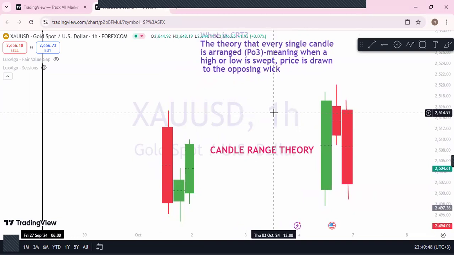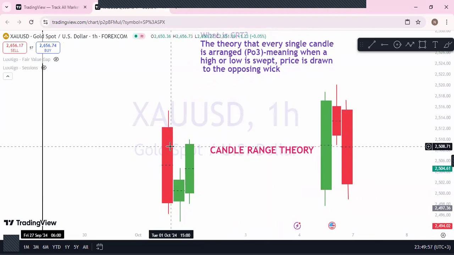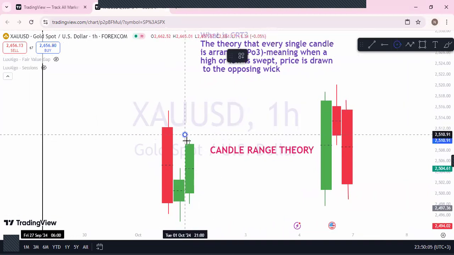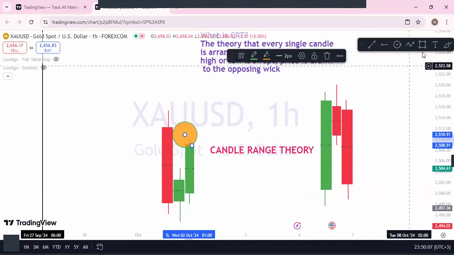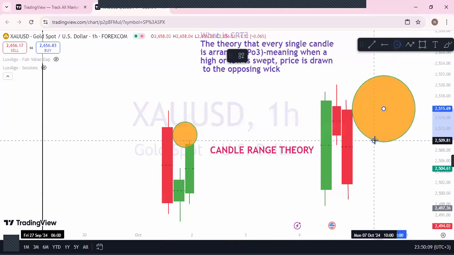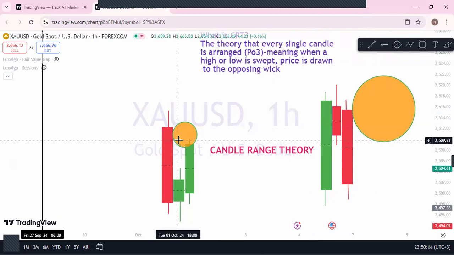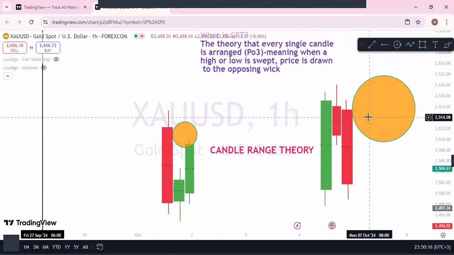At this point, we are seeing two different types of setups. So at this point, we are in a bullish state, and at this point, we are in a bearish state. I want you to differentiate between the bullish state and the bearish state.